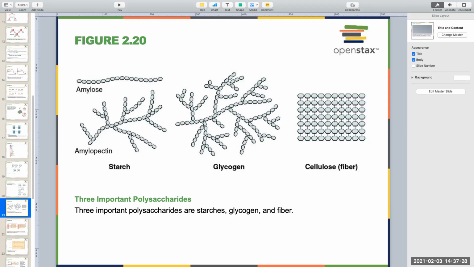Okay, so now let's move on to different polysaccharides. Remember we said that poly meant many, okay? So polysaccharides are types of carbs that have many monosaccharides linked together. Ones that are important for us are going to be the starches, and then we have glycogen and cellulose.